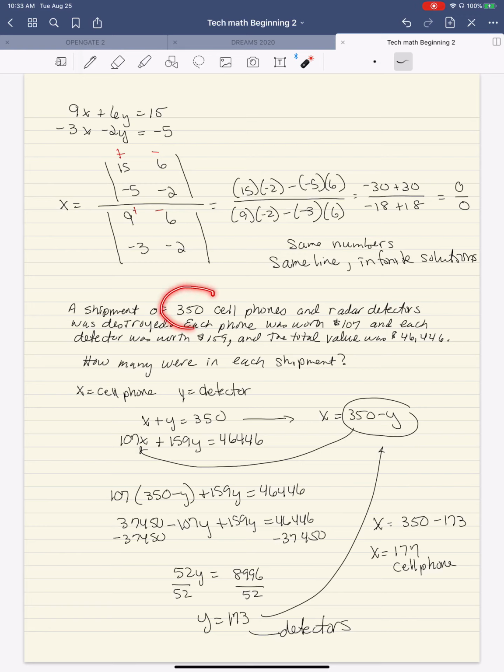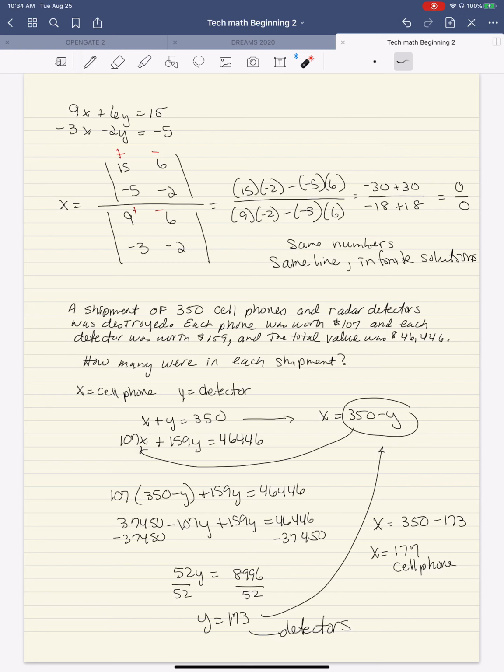As many variables as you have, that's as many equations that you need. The first equation is going to come from the total amount is 350. So the cell phones, which is X, plus the radar detectors, which is Y, is the total of 350. Now I can put the dollar value on each one. If the cell phones cost 107, it's going to be 107 times X. If the detectors cost 159, it's going to be 159 times Y. And that's going to equal the total cost.